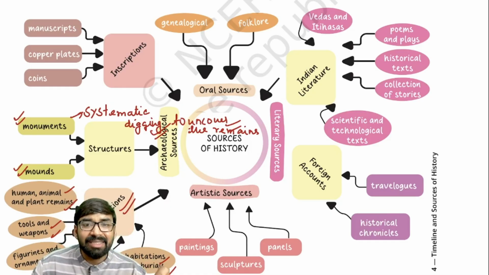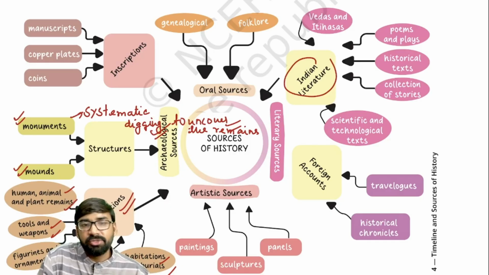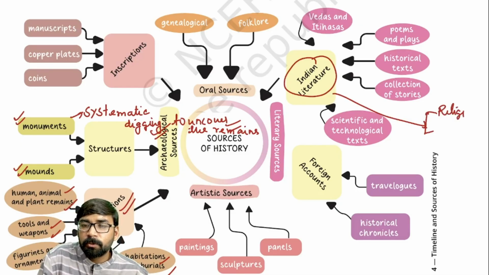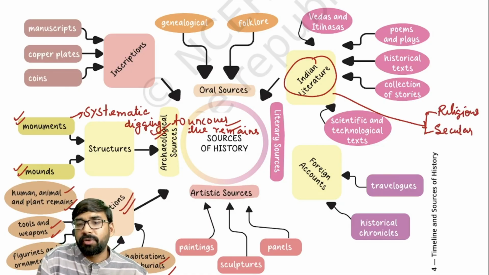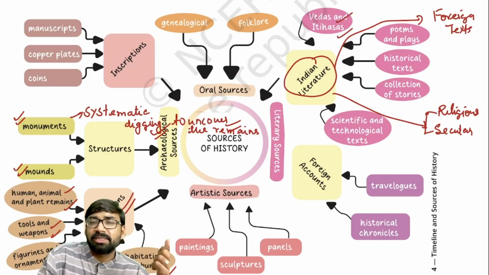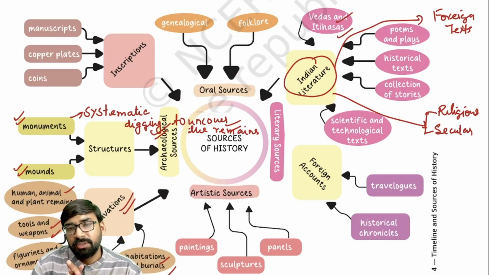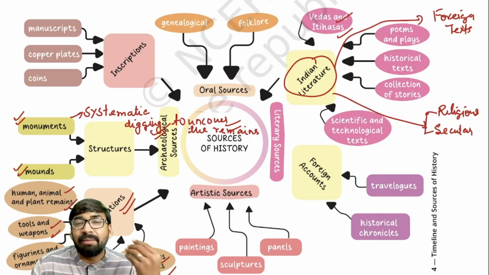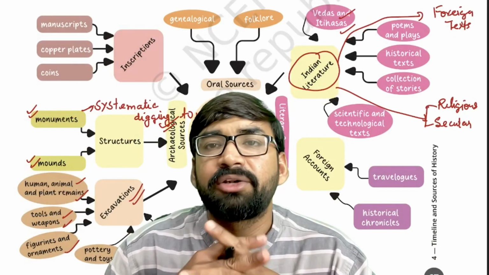Second important source is literature. Literary sources can be divided into two parts. Now, what are those two parts? One is religious literature, another is secular literature. Another important type of literature is foreign text. Now, in religious literature, what will come? Vedas, epics like Ramayana, Mahabharata, etc. Now what are the things which come under secular literature?